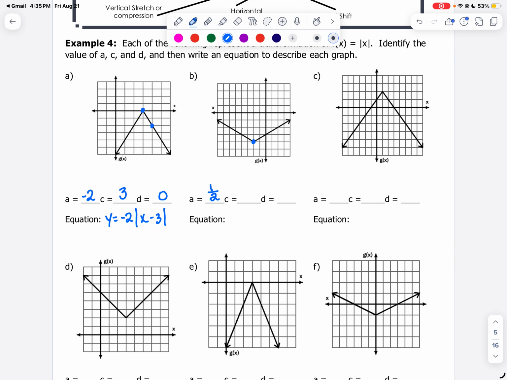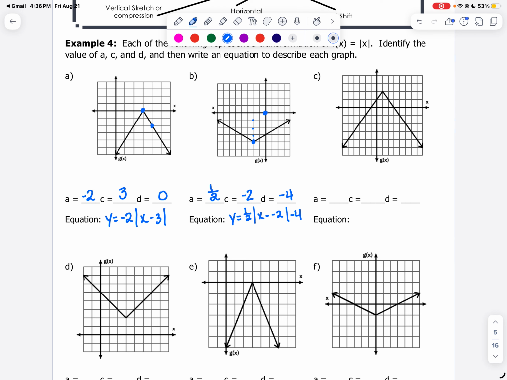All right. Now the next thing you want to do is figure out how many you moved left or right. So if your starting point is at 0, 0, you would have to move left 2 to get to this vertex. Then you ask yourself, how many would you have to move down? Well, 1, 2, 3, 4. So down 4. So our equation would be y equals 1/2 times the absolute value of x minus -2 minus 4.